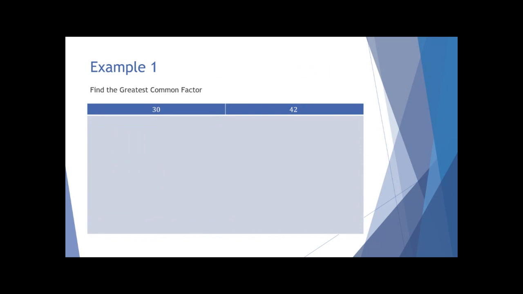So here's an example. This one I could do in my head, but I can also do a factor tree. We want to find the greatest common factor of 30 and 42. I'm looking for the biggest number I can divide evenly into both, which would be 6. 6 goes into 30, 6 goes into 42. And that is, as far as I know, off the top of my head, the largest that goes into both. But I can also do a factor tree.